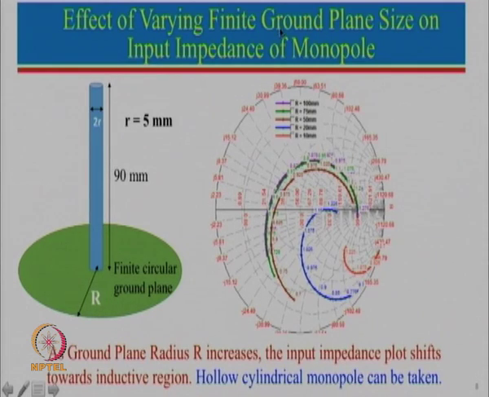Now let us see the effect of varying the finite ground plane size. Here we have fixed the radius equal to 5 mm, and the length is also fixed as before, which is 90 mm, and now we are changing the ground plane. For the simulation we have taken a circular ground plane and put the monopole antenna right at the center. I just want to mention here, if we take a rectangular ground plane, performance will be slightly different, and the placement of the monopole antenna is also important.